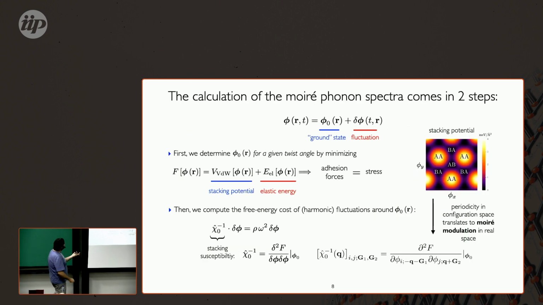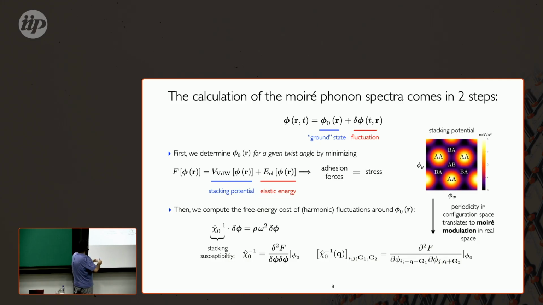Okay, so the calculation of the phonons comes basically in 2 steps. So I'm going to write my now dynamical field in 2 pieces. This is what I'm going to call the ground state, subjected to some boundary conditions that basically fix the twist angle. And what I need to do is to minimize some free energy functional. And the free energy functional, I didn't write the equations here, but they are very simple.